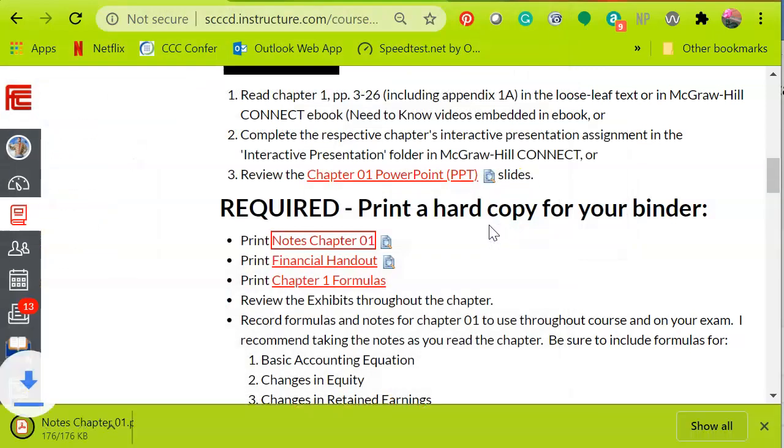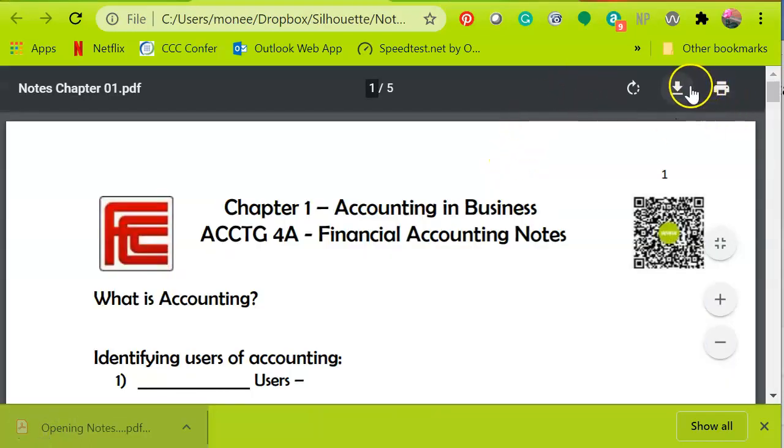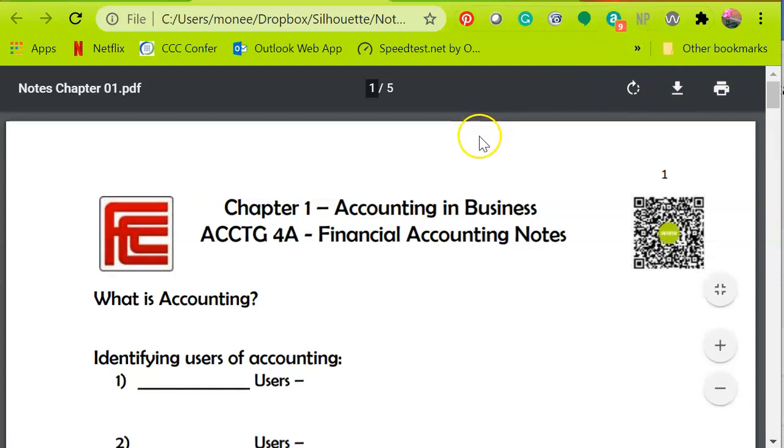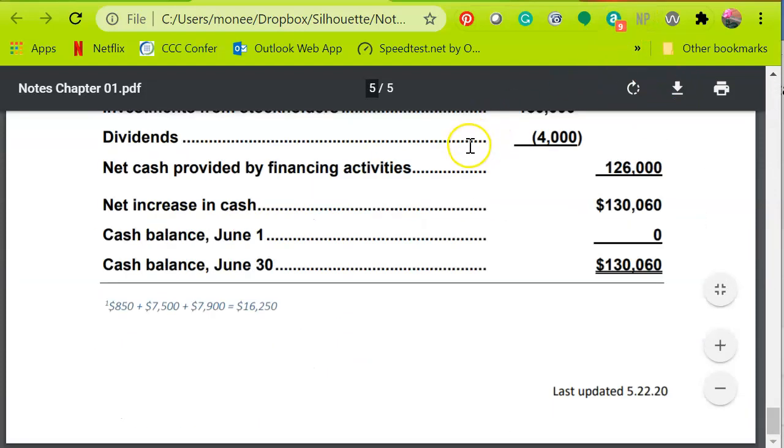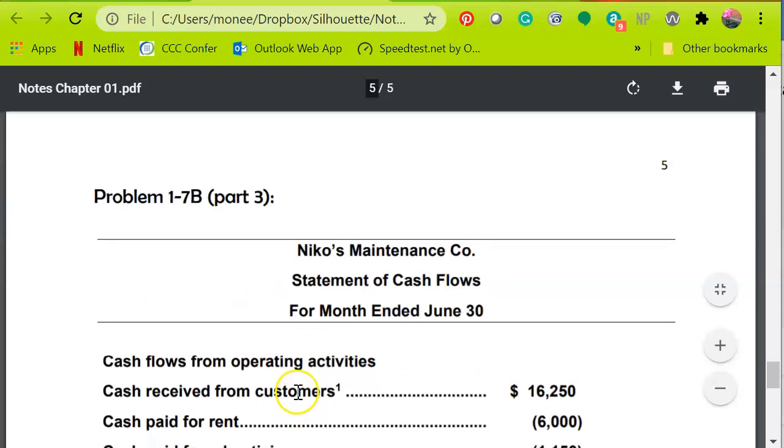Once I download it, I'm going to open it up in Chrome. If you're using Firefox, which I don't recommend, you can download it from the side of the page. You'll notice there are 5 pages of these notes, and the 5th page is the financial statement of cash flows. It has the name of the company, and it has for the month ended June 30th.